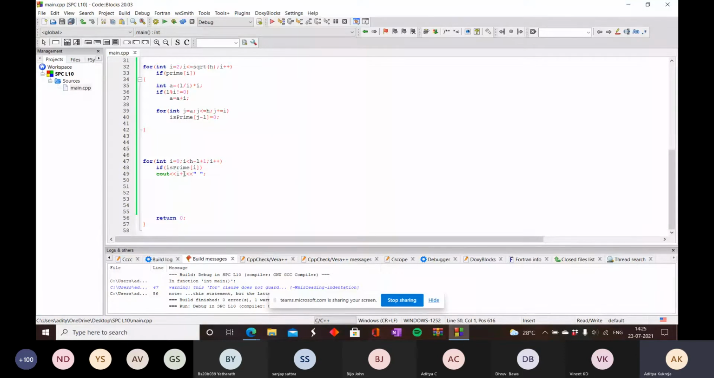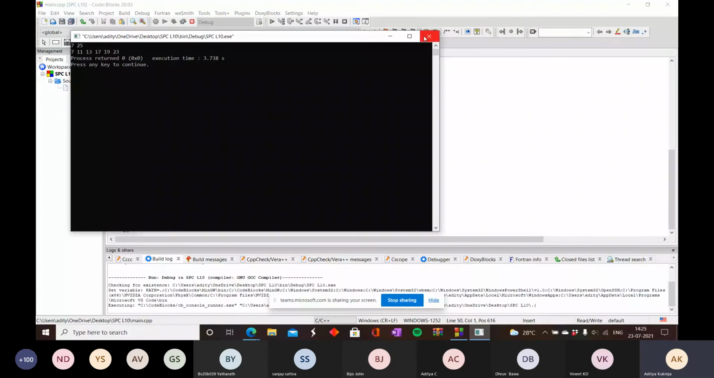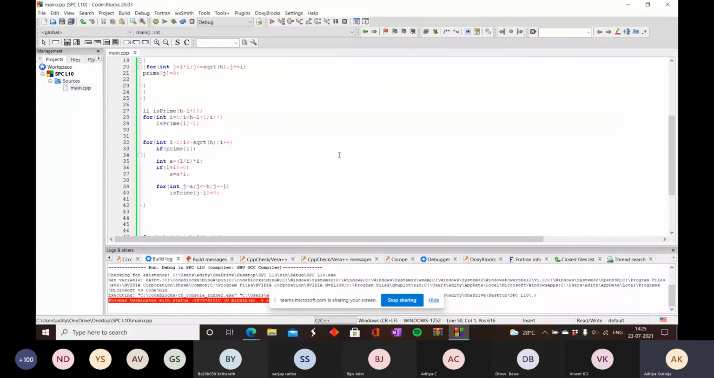And let's just check for some other values, 7 and 25. 7, 11, 13, 17. Okay, so now it seems to be working. So if you guys have any doubt in the code, you can ask.